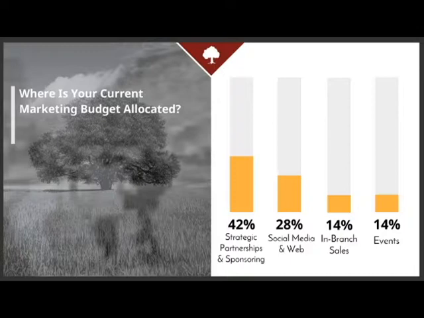42% answered strategic partnerships and/or sponsoring, 28% said social media and web, and 14% said in-branch sales, and another 14% said events. The most frequent response to where the marketing budget is least allocated was social media and email marketing. There is a misconception that social media and email marketing doesn't require much financial input because the platforms themselves are free. However, the research, time, and effort involved in making eye-catching posts and relevant topics to discuss calls for a larger piece of the pie.